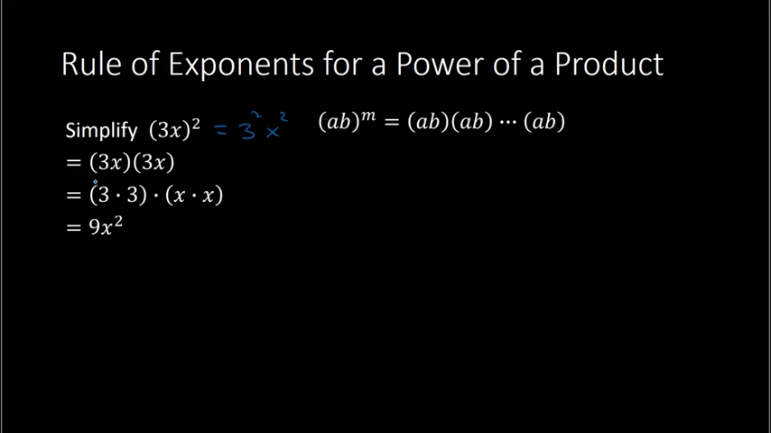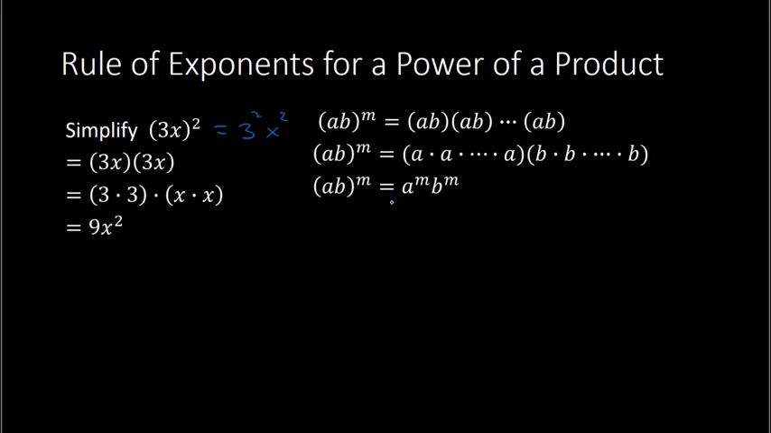So in general, here we see it in math notation, where we have two numbers in parentheses, a times b, and that is raised to the m power. So what that means is that I multiply ab over and over again, and from here I put the a's together and the b's together. Then the number of times I multiply the a's together would be m times, and for the b's, same thing, I multiply it m times. So I have a to the m power times b to the m power.